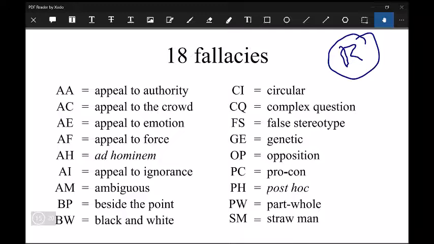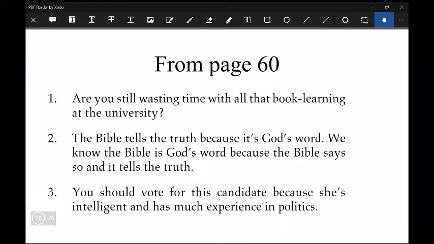Let's do 3 examples from the book, and then I'll have you do some, and then we'll come back and check it. Okay, these are from page 60. Number 1 says, are you still wasting time with all that book learning at the university? Let's say your very anti-intellectual uncle asks you that. Are you still wasting time with all that book learning at the university?